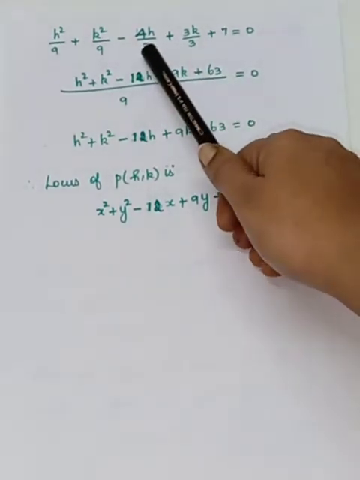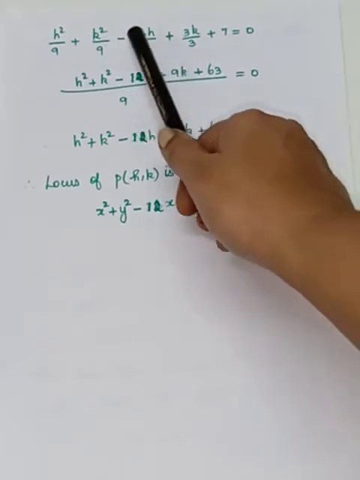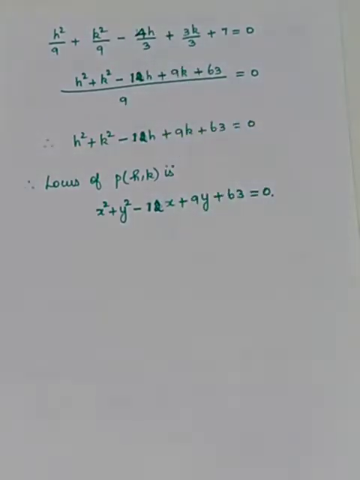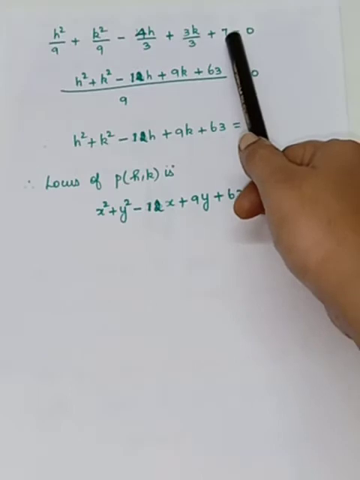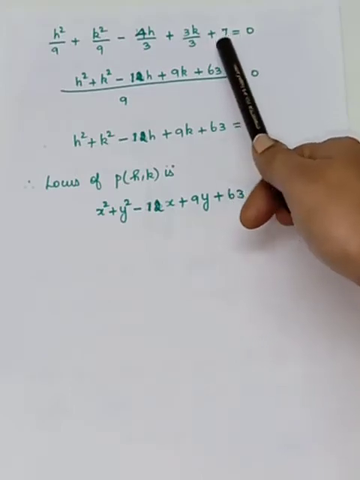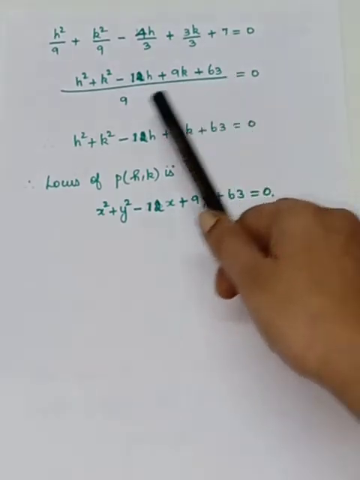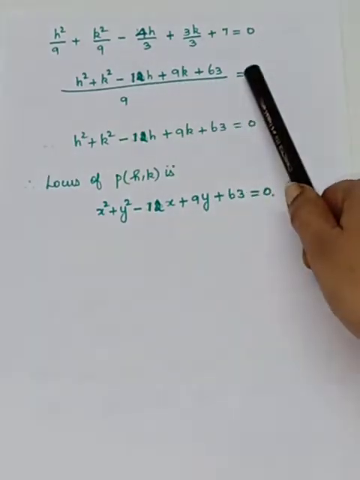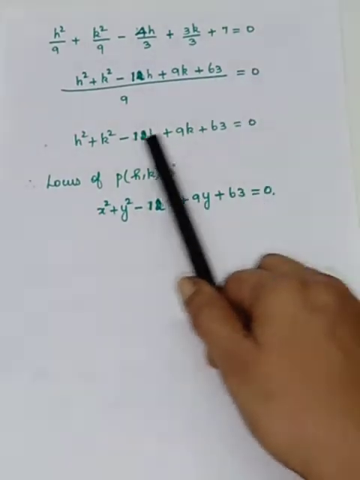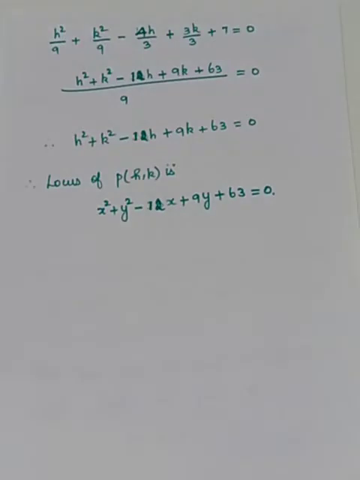So here you are having 3, so the LCM is 9. So the numerator has to be multiplied by 3. And here 7 alone is there, so it has to be multiplied with 9. So that is 63. So if you multiply, 0 into 9 is 0. And it is h squared plus k squared minus 12h plus 9k plus 63 is equal to 0.